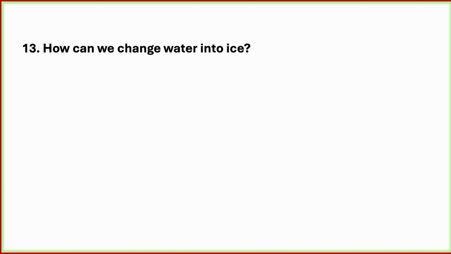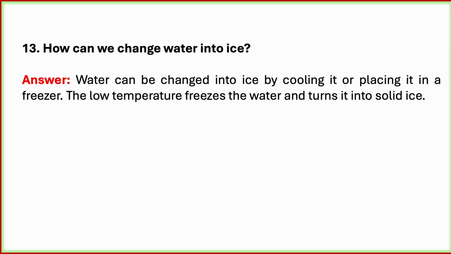How can we change water into ice? Water can be changed into ice by cooling it or placing it in a freezer. So, to change water into ice, we remove heat from it. When we keep water in a freezer, the heat is taken away and water becomes solid ice. The low temperature freezes the water and turns it into solid ice. So, to change water into ice, we should cool it or place it in a freezer.